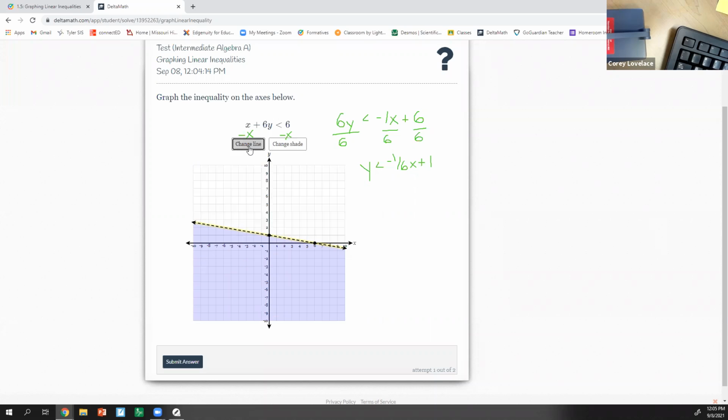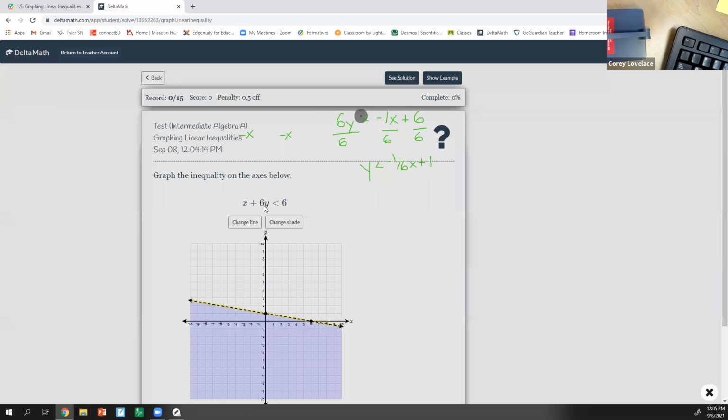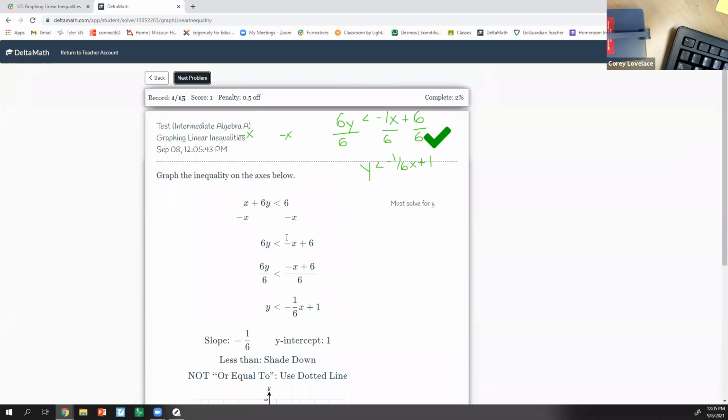Make sure it's either solid or dashed, and then that you've changed the shading to above or below correctly before you submit. So check it one last time. Minus x, yes. Divided by 6, yes. Got 1, should be good. So submit that one. And there we go. And then as always, you're going to get the feedback on there if you were correct or not.